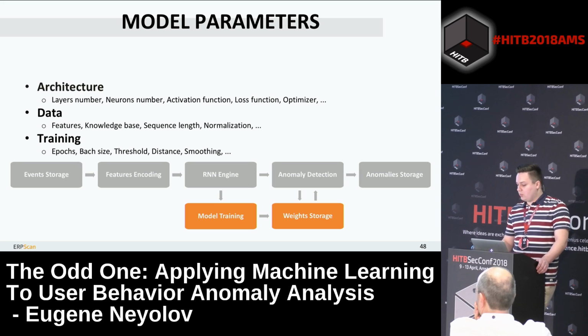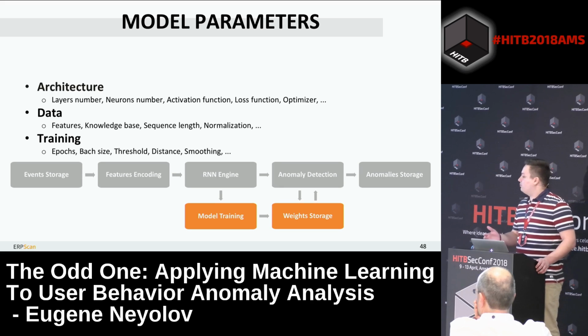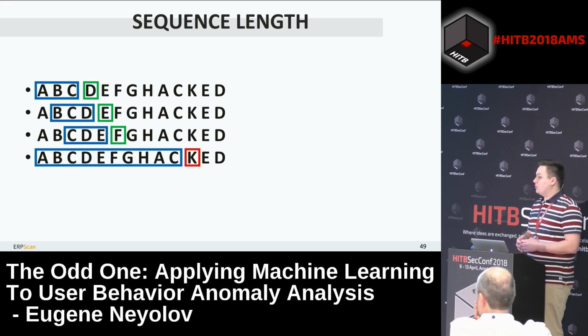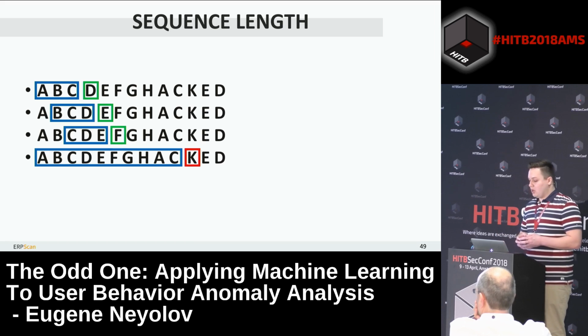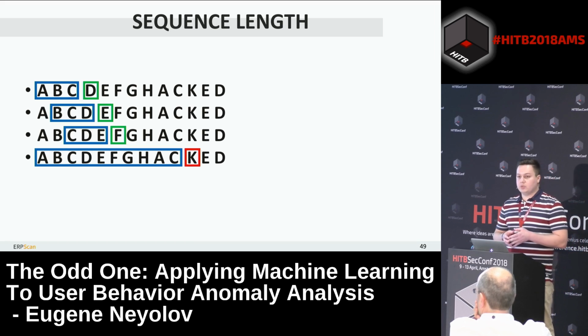So I want to show you what we found the most useful, and they're mostly related to data rather than to machine learning native parameters like architecture. So first of all, as we detect user actions, we want to look at sequences of events.